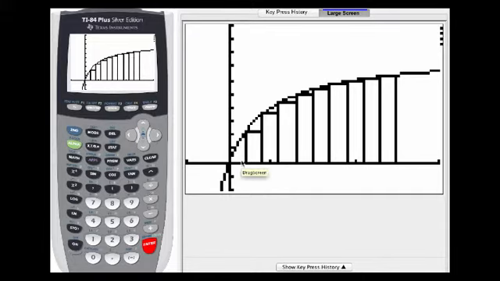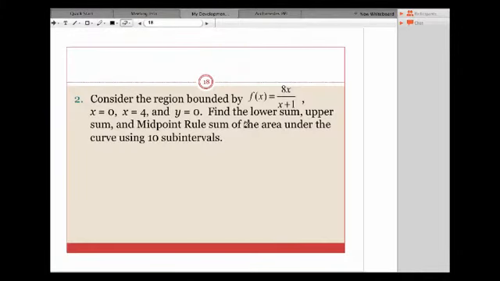Miss Henderson? Yes. I was wondering how you got 10 subintervals. It says that in the problem. It says... Hang on, let me go back. Yeah, under the curve using 10 subintervals. Oh, it doesn't say that on my sheet. Oh, it doesn't? Oh, okay. It doesn't say it on mine either. Oh, sorry. 10 subintervals. Add that in. Sorry. Don't know why it wouldn't. I copied it from the PowerPoint.